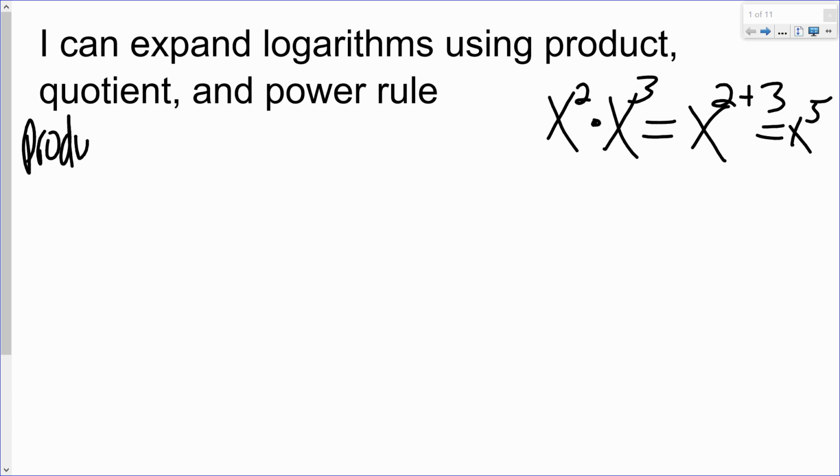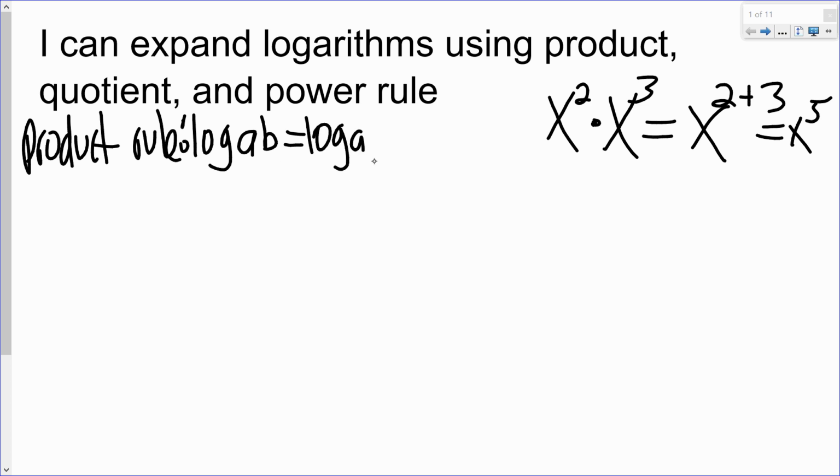So my product rule, log of A times B equals log A plus log B. When I expand into multiple logs, multiplication becomes addition.